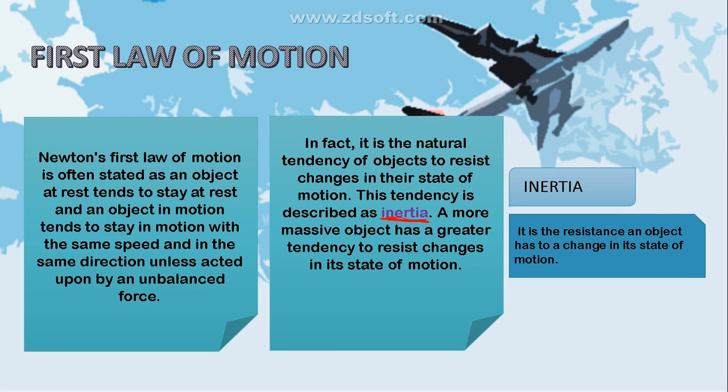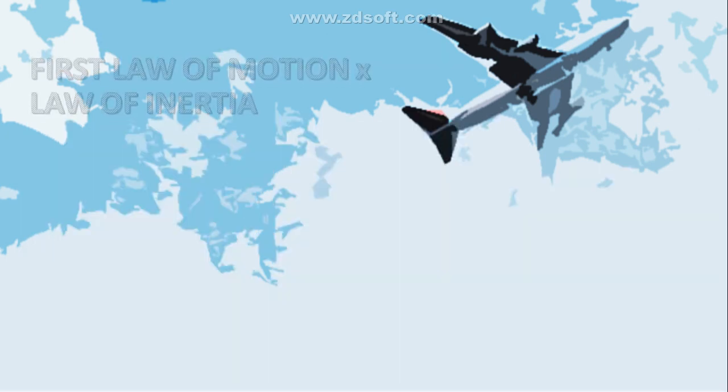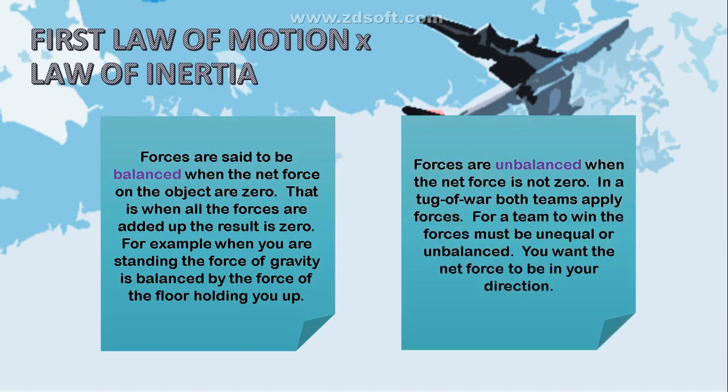So, it says, there is actually a disclaimer here: unless acted upon by an unbalanced force. So, what is an unbalanced force? Actually, we have two types of forces. We have balanced forces and we have unbalanced forces.